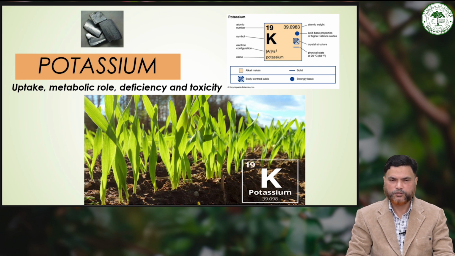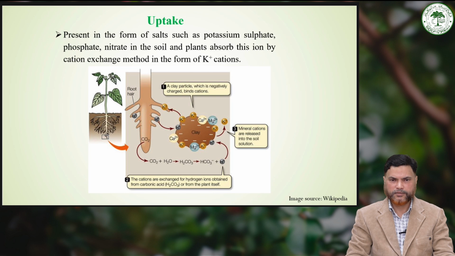We will explore these in detail during this lecture. Now, how is potassium taken up by the plant? Potassium is present in the form of salts such as potassium sulfate, phosphate, and nitrate, and plants generally absorb this ion by cation exchange in the form of potassium cation. Potassium has high mobility in plants at all levels: in individual cells, in tissues, and in long distance transport by the xylem and phloem.